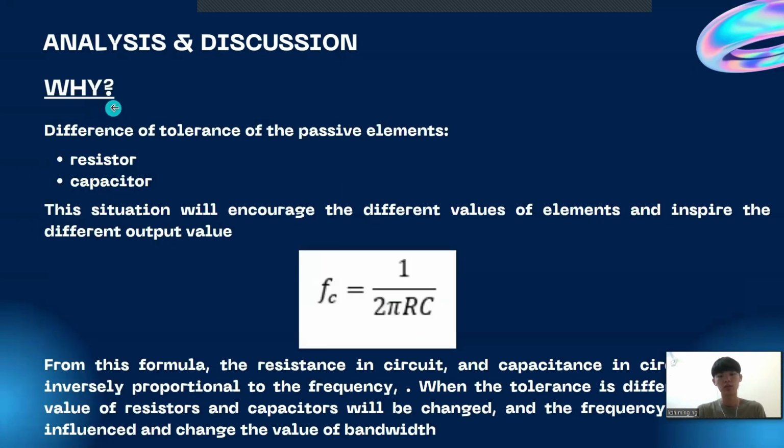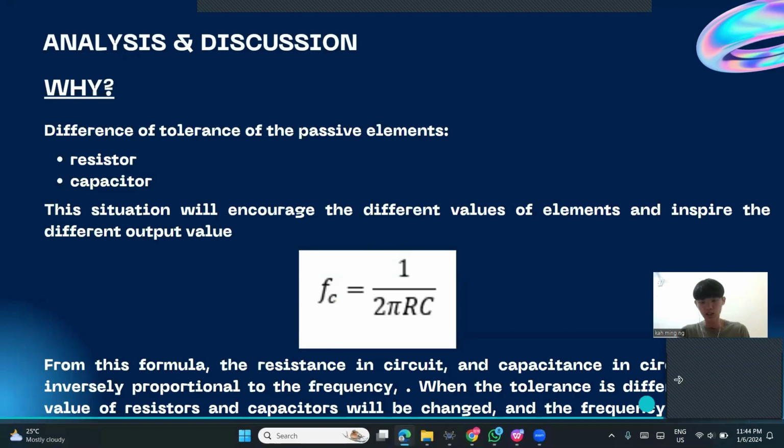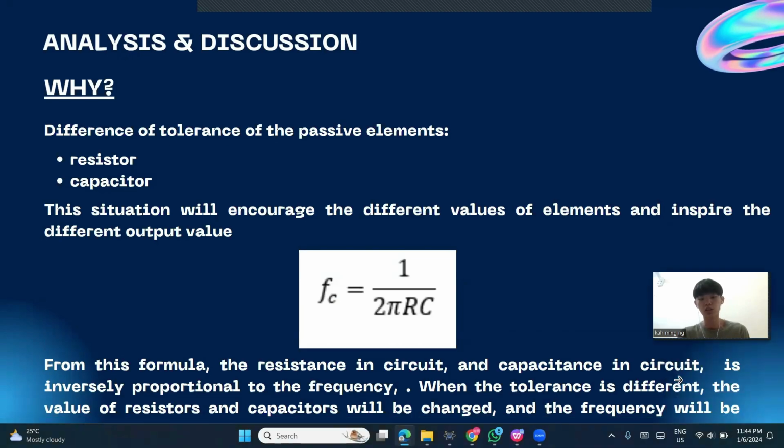So why do we get the sharp mid gain in our experimental result? The first reason is the difference of tolerance of the passive elements such as resistor and capacitor. This situation will cause different values of elements and result in different output values. So you can see the cut-off frequency formula here. From this formula, the resistance and capacitance in the circuit are inversely proportional to the frequency, and if the tolerance is different, the value of resistor and capacitor will change, and the frequency will change also.